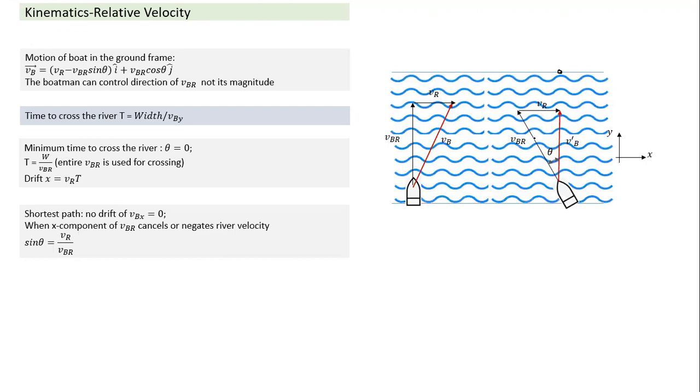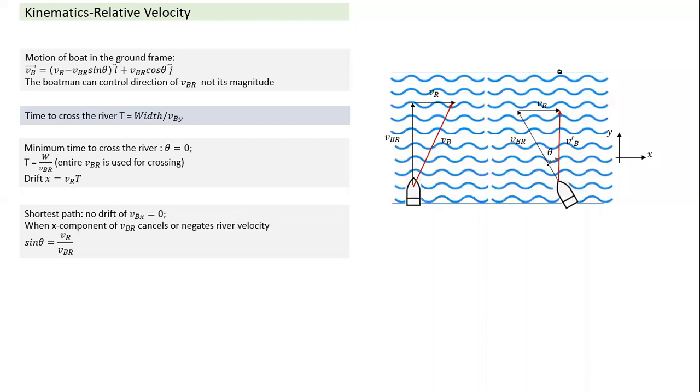So effectively, what is the condition for minimum path? X component of VBR should become equal to VR and in the opposite direction. The orientation of the boat has to be on the upstream side, not on the downstream side. So shortest path, no drift. X component velocity has to be 0, when x component of VBR cancels or negates river velocity.